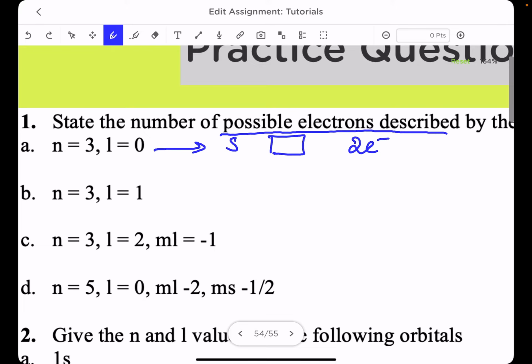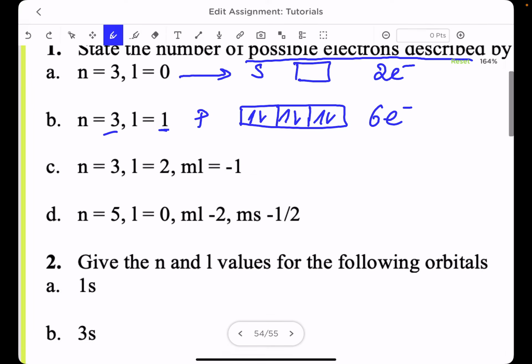Now, B. N is equal to 3, but they gave me L equal to 1. So they're not talking about S, they're talking about P, the P which looks like this. So I have 3 boxes in P, each one containing 2 electrons, or I might draw them like this. So that's a total of 6 electrons.